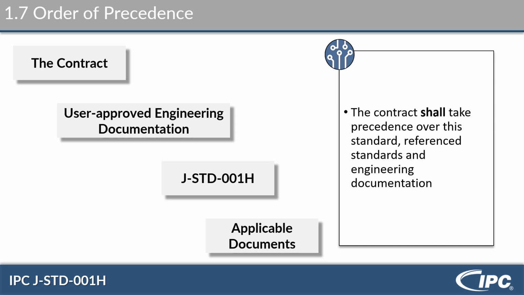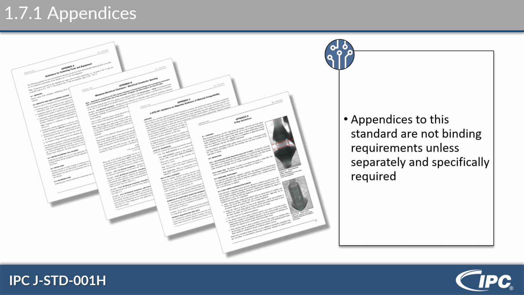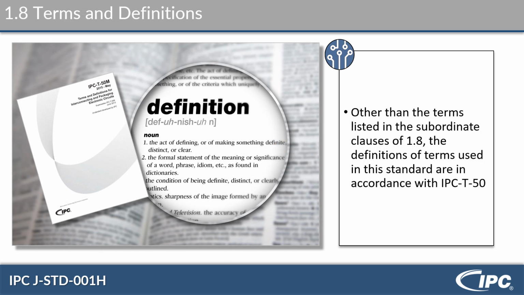However, I will say that engineering documentation does tend to be based on the J standard, and your contract, if your buyer has done their job correctly, is typically going to call out the engineering documentation. So this should all be connected. Appendices to the standard, which are kind of like add-ons, are not binding requirements unless separately and specifically required. There are definitions in this module that are used throughout the book, so we will go over those.